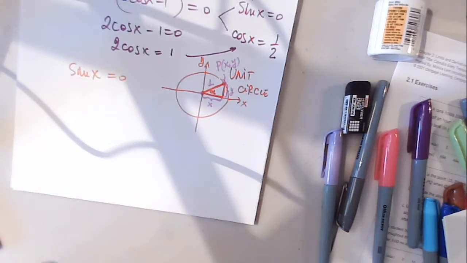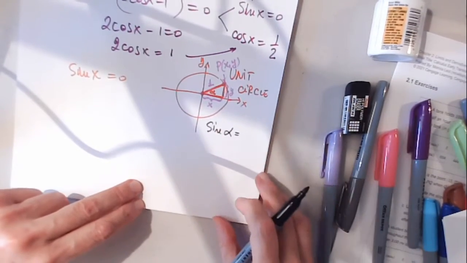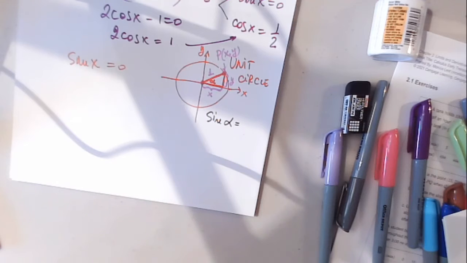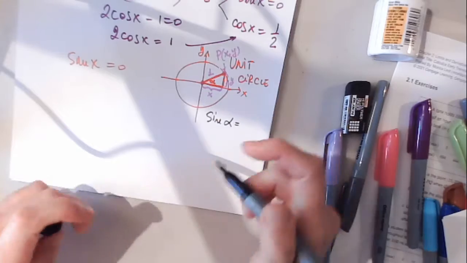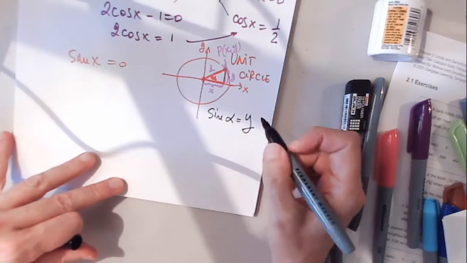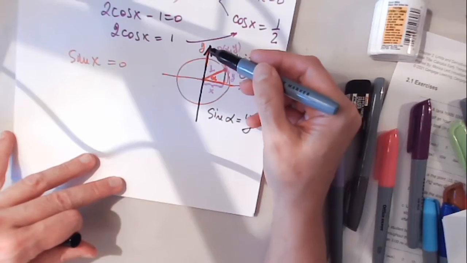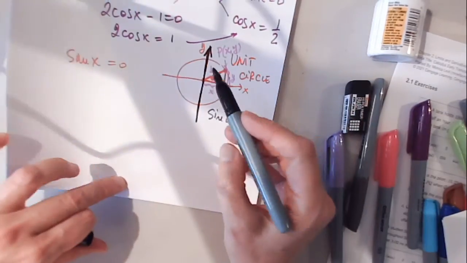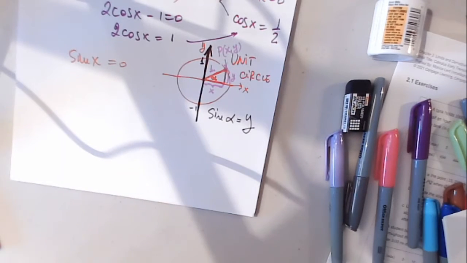So now let's identify sine alpha. Can anyone say sine alpha equals what? Isn't it opposite over hypotenuse? Great job. So y over 1, so it's y. Which means that sine is measured on the y-axis. Sine is measured on the y-axis from -1 to +1.